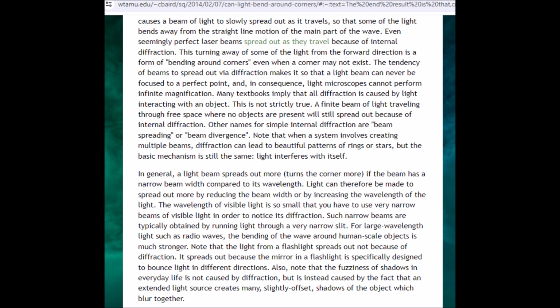Note that the light from a flashlight spreads out not because of diffraction. It spreads out because the mirror in a flashlight is specifically designed to bounce light in different directions. Also, note that the fuzziness of shadows in everyday life is not caused by diffraction, but is instead caused by the fact that an extended light source creates many, slightly offset shadows of the object which blur together.